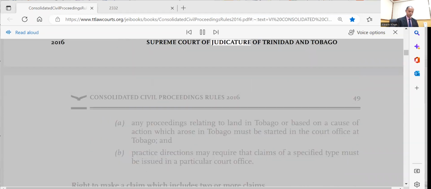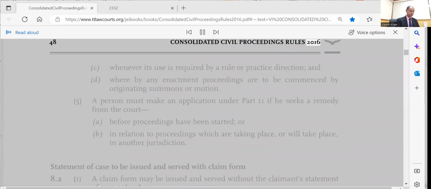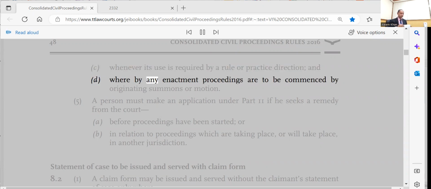2016 Supreme Court of Judicature of Trinidad and Tobago. 48 Consolidated Civil Proceedings Rules 2016. C. Whenever its use is required by a rule or practice direction, and d. whereby any enactment proceedings are to be commenced by originating summons or motion.